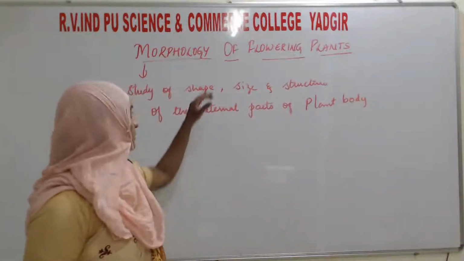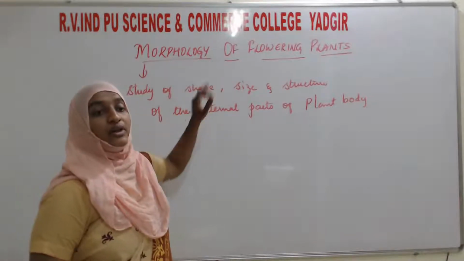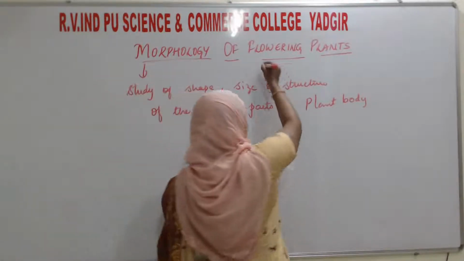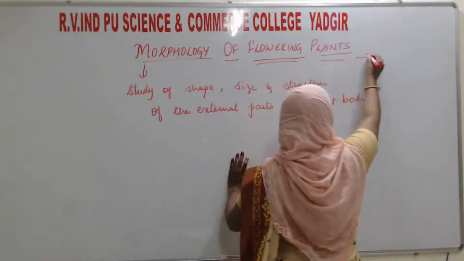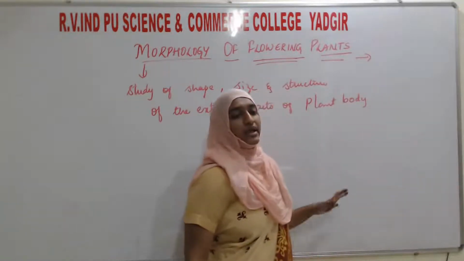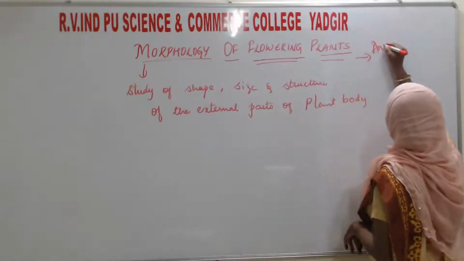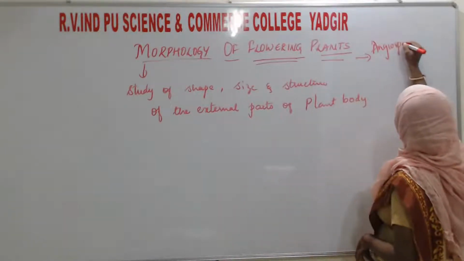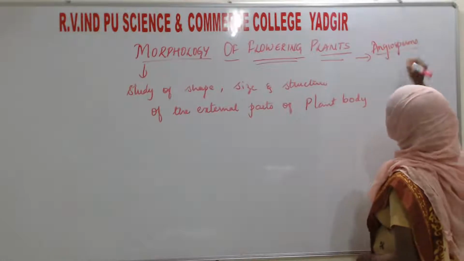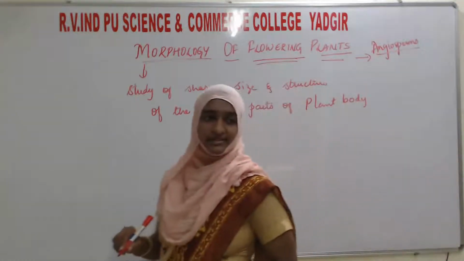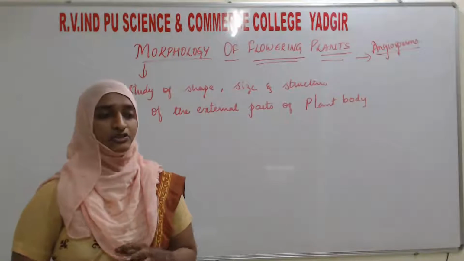Here they are telling the morphology of flowering plants. What are the flowering plants? The plants which are supposed to give flowers. And they are also known as angiosperms. What are they also known as? They are also known as the angiosperms.